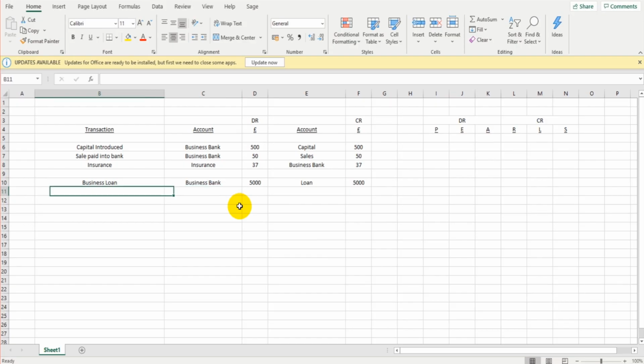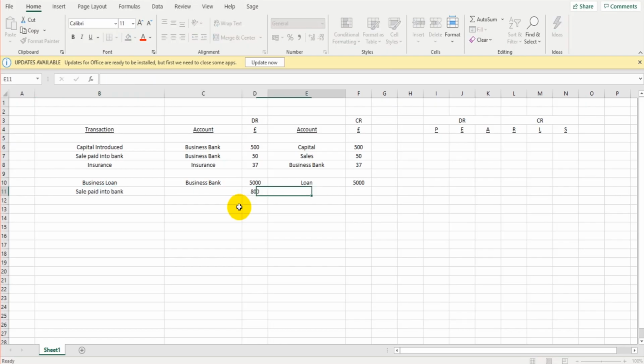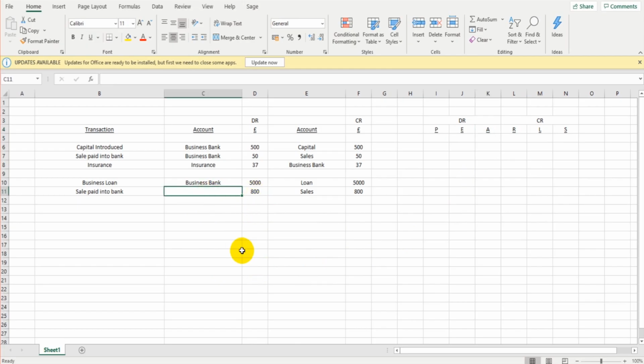And let's just do two more. Let's say we have another sale this time, paid into bank. Let's say it was 800. Let's do the credit side first again this time. Sales, credit. S is credit. So we have a sales account. The debit, the money is going into the bank, which is the opposite to the L of leaving. And bank accounts are an asset. Cash is an asset. So we have business bank here. And let's just do one more.